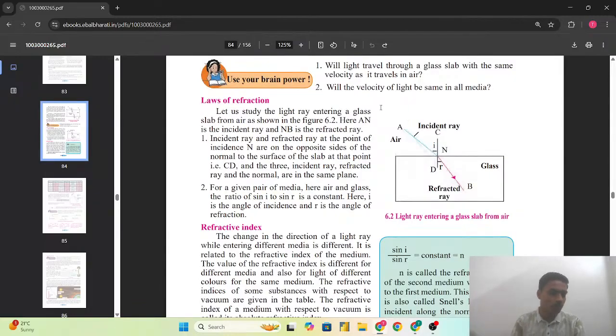What is refraction, and how does the refractive index change as the medium changes? What are the laws of refraction? So let us study a light ray entering a glass slab from the air, as shown in figure 6.2. Here AN is the incident ray and NB is the refracted ray. Incident ray and refracted ray at the point of incidence N are on the opposite sides of the normal to the surface of the slab at that point, that is CD. And the three, incident ray, refracted ray and the normal, are in the same plane.